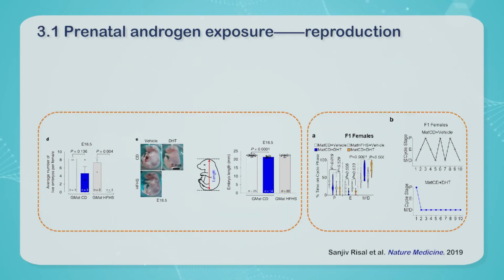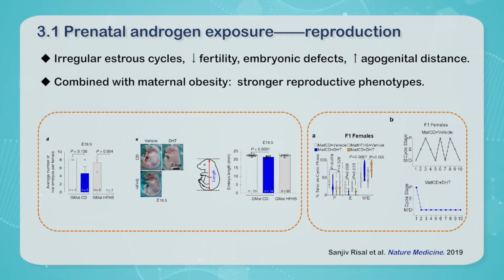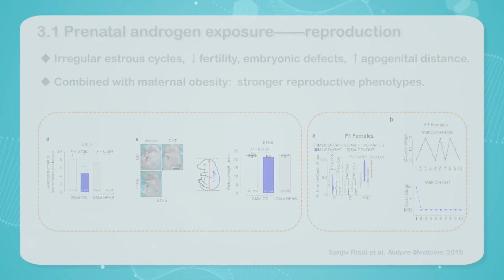As we can see from the pictures, the prenatal androgen-exposed mice display irregular estrous cycles, decreased fertility, and embryonic defects. They will have delayed vaginal opening as well as longer anogenital distance. When combined with maternal obesity, they produce stronger reproductive phenotypes.